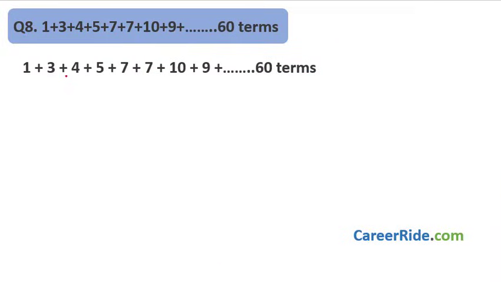Question number 8. Here a series is given to you up to 60 terms and you are expected to find the sum of this series. Now, since this is a chapter on AP, the first thing we need to see here is whether the series is in AP or not.